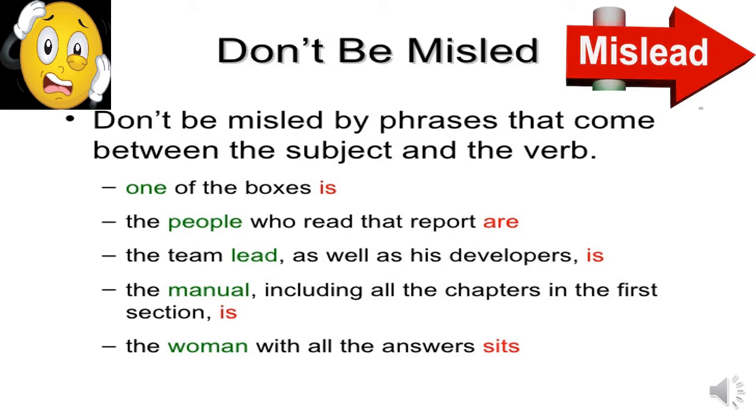I told you, long subjects and sentences have extra information about the first subject or the noun used. The woman with all the answers sits. Again, we have a second noun, answers, but we are talking about the woman, and that is in singular form, and that's why we have the verb which is also in singular form.